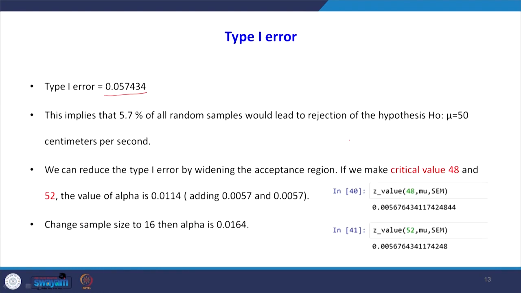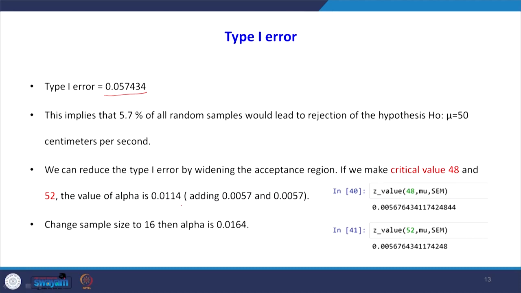You see that the lower side is 48 and the upper side is 52. So, what is the area cut off? 0.00567 plus 0.00567. When you add it, it becomes 0.0114. So, the type 1 error can be reduced by increasing the acceptance region. That is one possibility. Another possibility is if you increase the sample size.